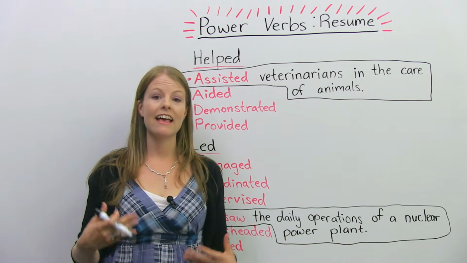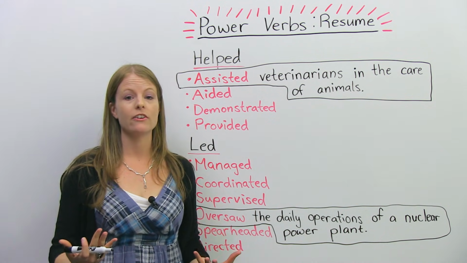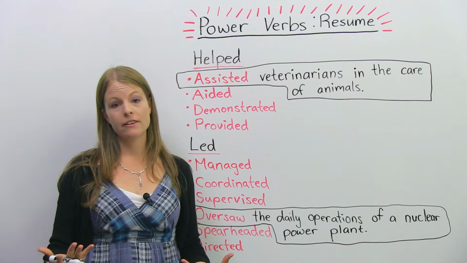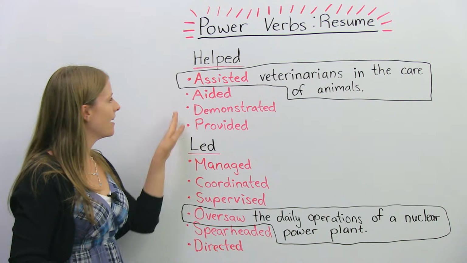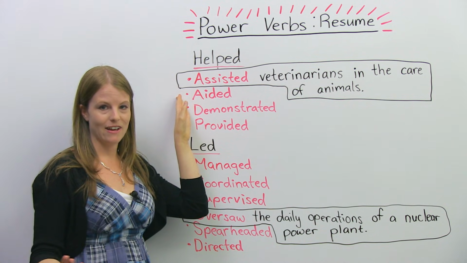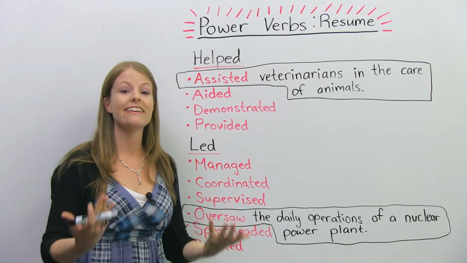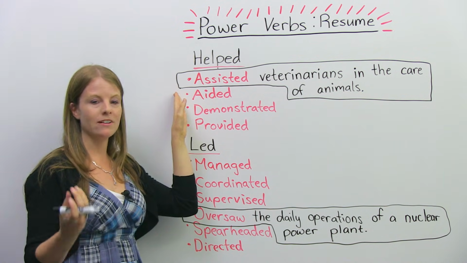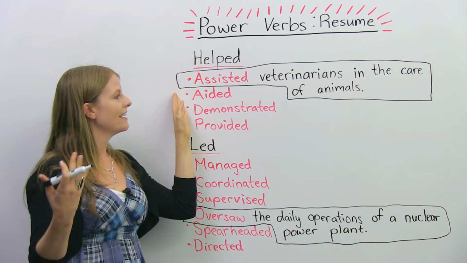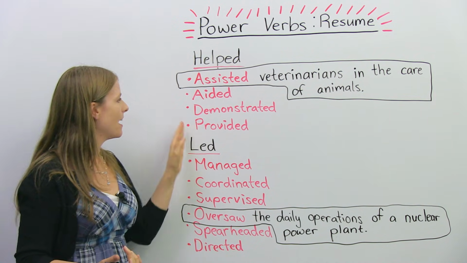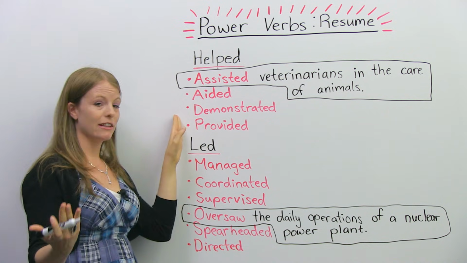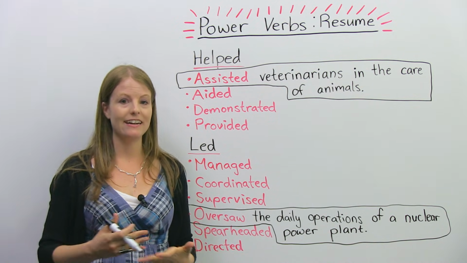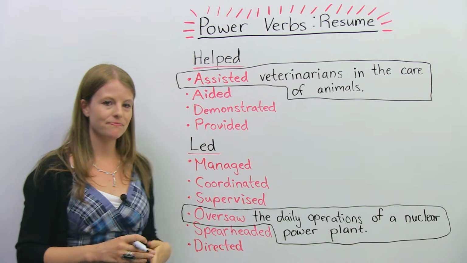Okay, so our next verb is help. Help is okay to use on a resume, but again, you want variety on your resume. So there are some power verbs that can really help you with this. Assisted is great. So a lot of the times at work, you assist people in different jobs or projects. In this case, I've given the example, assisted veterinarians in the care of animals. Aided, demonstrated, provided. And again, there are many more. These are just an example of some of the power verbs you can use.